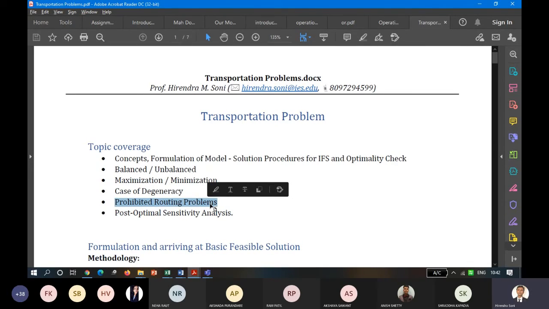As we have seen in case of assignment problems, there were some cells where allocation was prohibited. That means we don't want any allocation in those cells. So similar kind of situations we'll be looking at in case of transportation problems too. And once you have received an optimal solution, then if there are any changes, then what? How do you manage it? Okay, so this is the scope of what we are going to look at here.